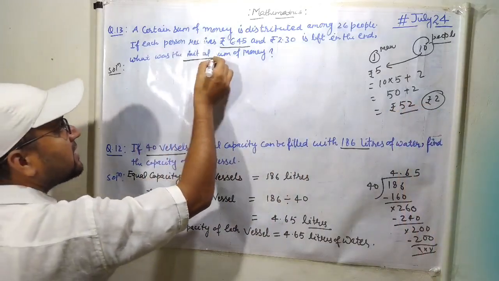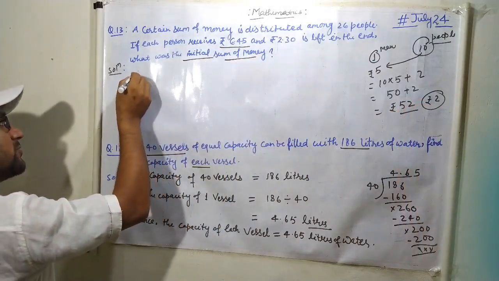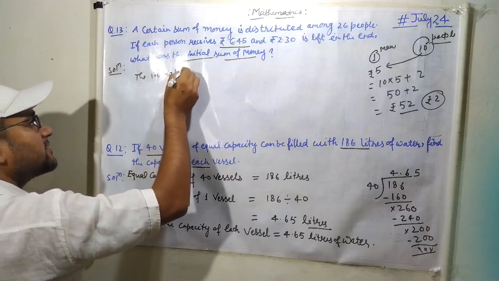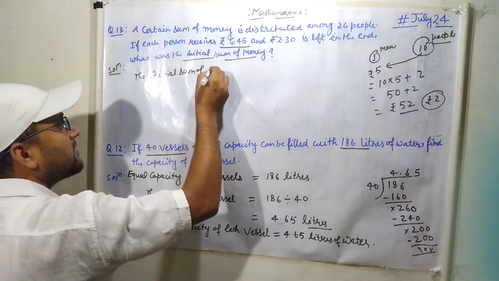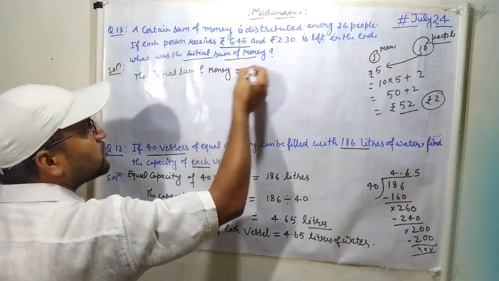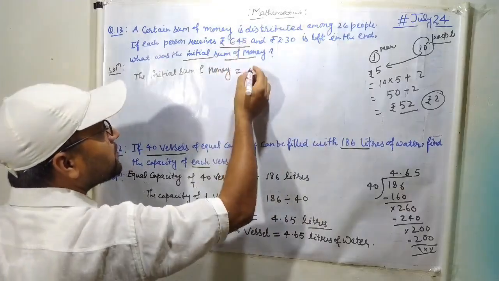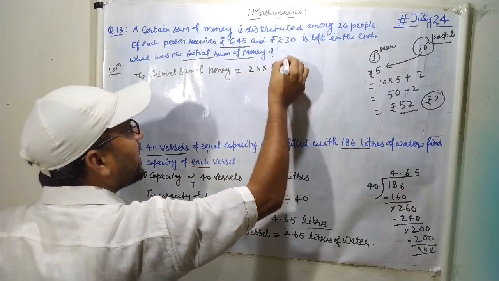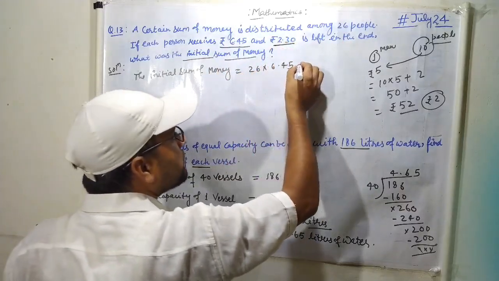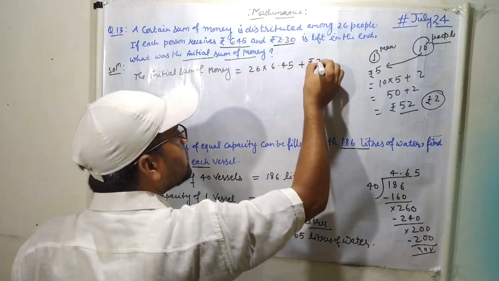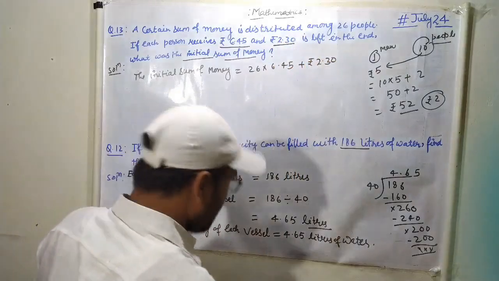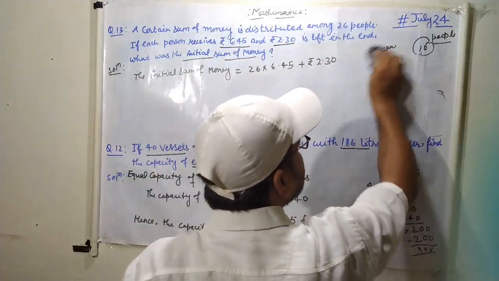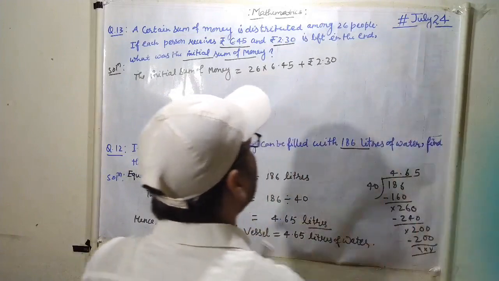What was the initial sum of money? So in your solution, the initial sum of money is equal to 26 people, each person got 6.45, so 26 is multiplied by 6.45, and the money left at the end, rupees 2.30. First we multiply this as a whole, and then we are going to add this 2.30.